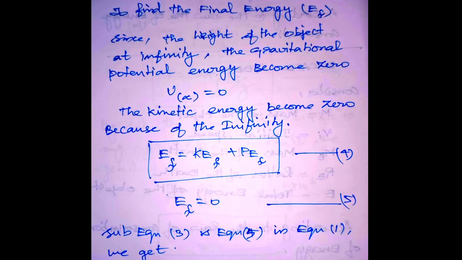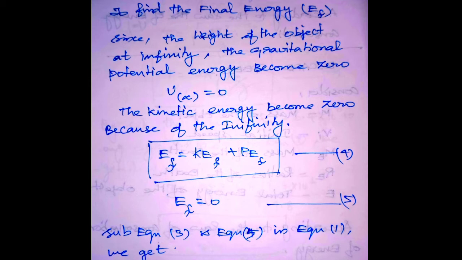Also, if the potential energy is 0, what about the kinetic energy? If we don't know the distance from the Earth's surface, we can't find what kinetic energy takes place, so the kinetic energy of the body also becomes 0. Therefore, according to the law of conservation of energy, the final energy Ef equals final kinetic energy plus final potential energy. Therefore, the value should be equal to 0. Therefore, Ef equals 0. This is equation number 5.